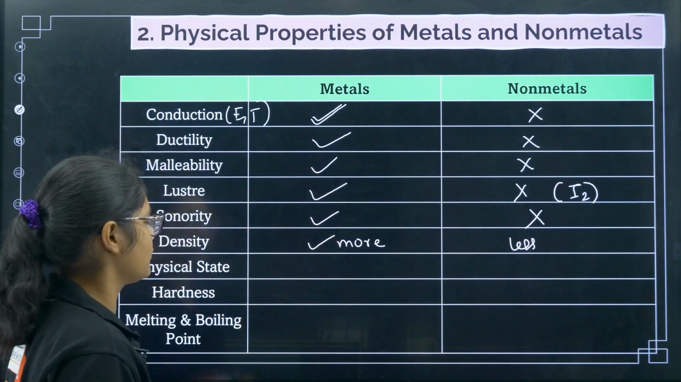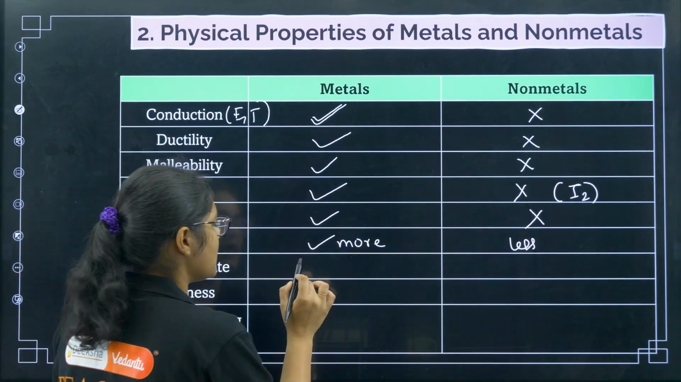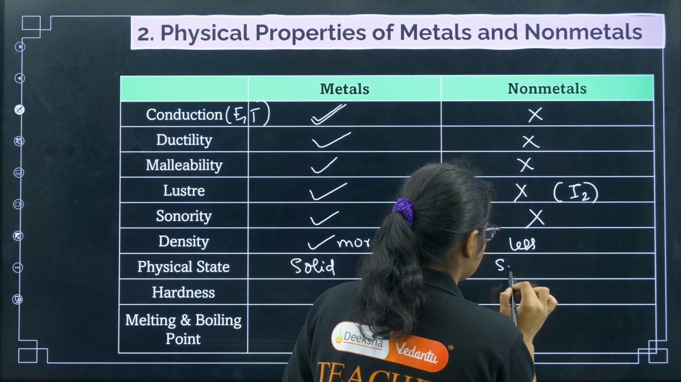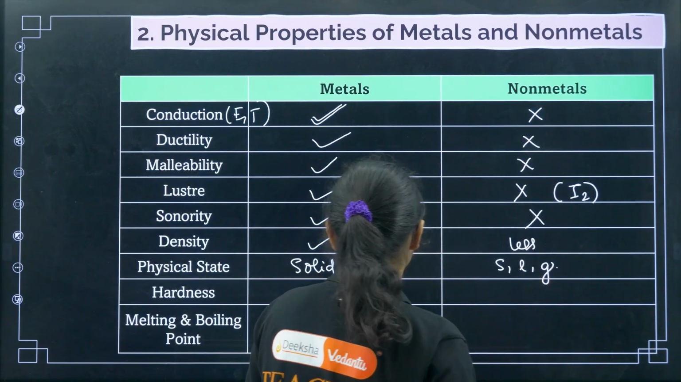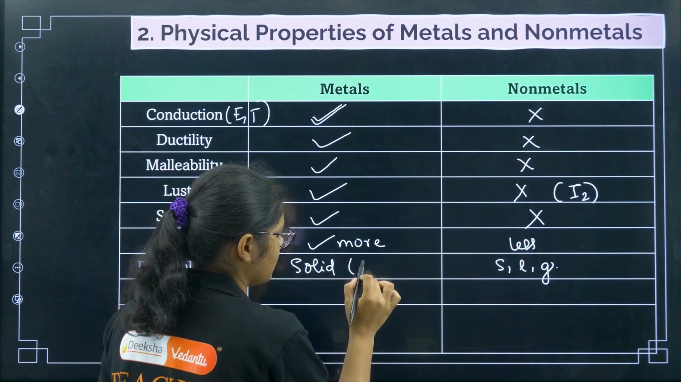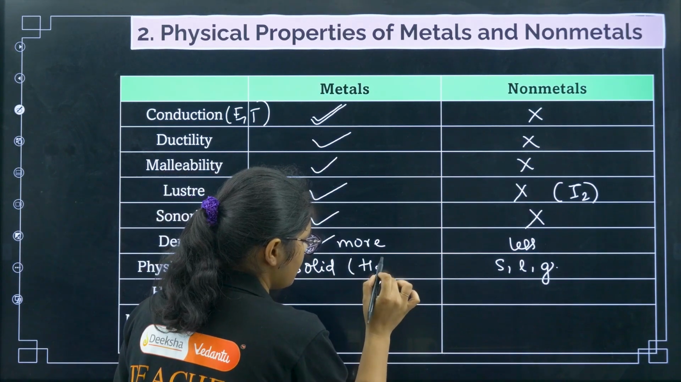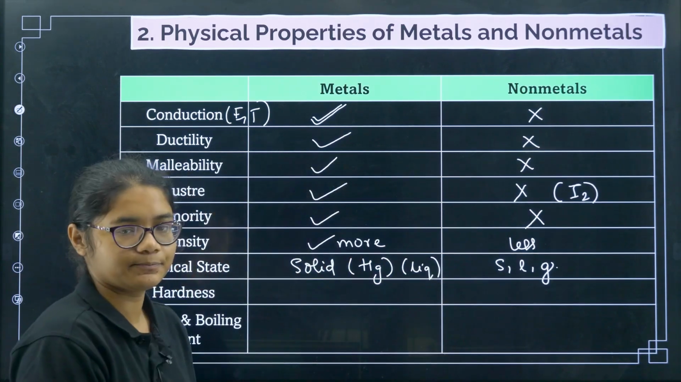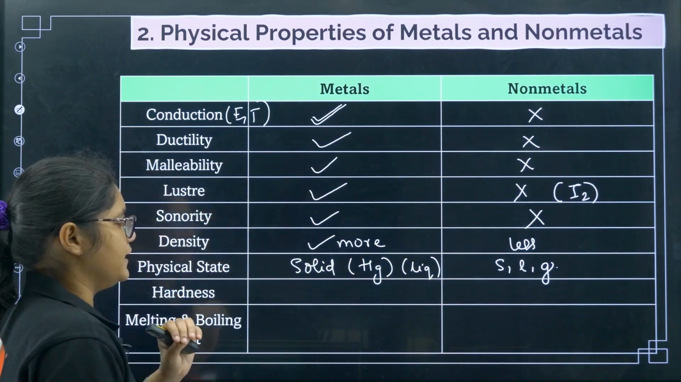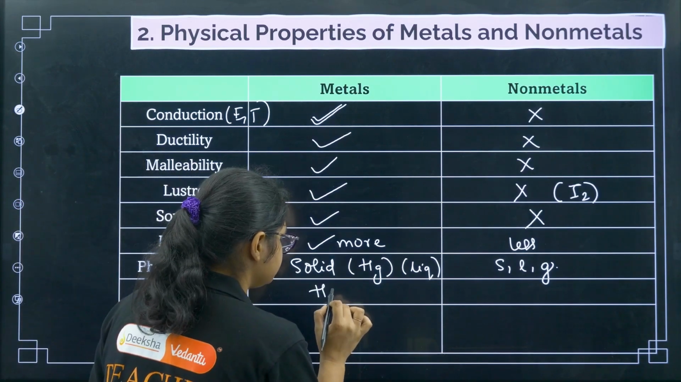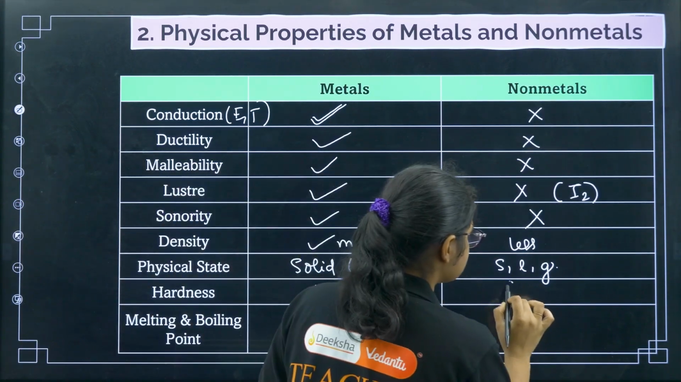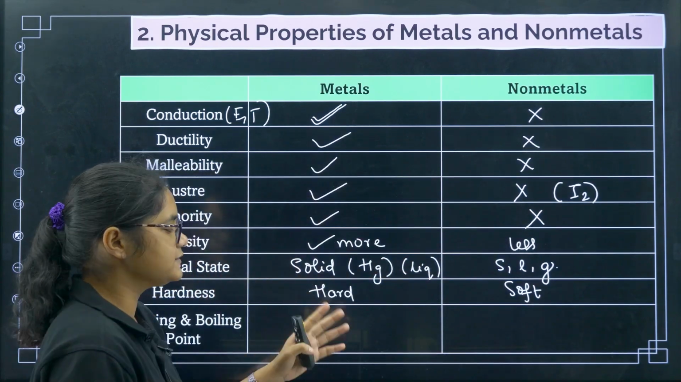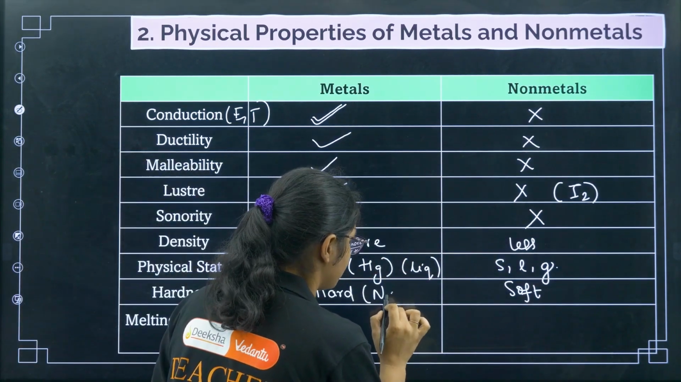Now physical state. Metals are generally solid in state, while non-metals you can find in solid, liquid and gas. There is one exception here, mercury. Mercury is a metal but it is a liquid at room temperature. Next, coming to hardness. Metals are generally hard, non-metals are generally soft. In hardness there is again an exception, that is sodium and potassium.